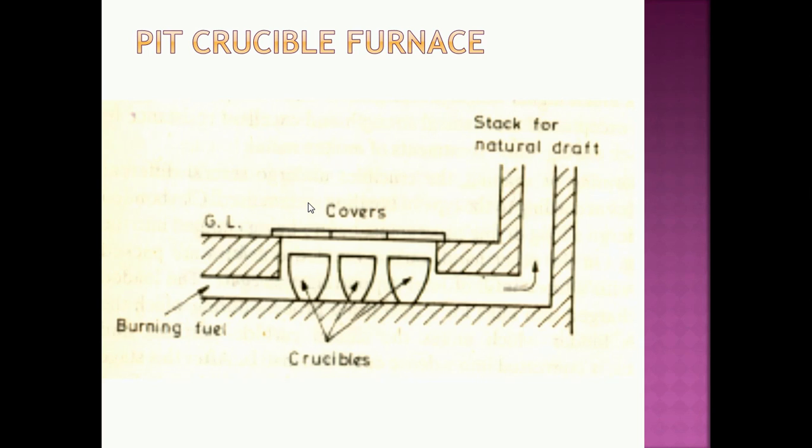We can see here the figure of a pit crucible furnace. GL is the ground level. We have dug one pit in the ground and we have placed these three crucibles. The material of the crucible may be graphite or silicon carbide. These crucibles range from number 1 to number 400 according to different sizes.